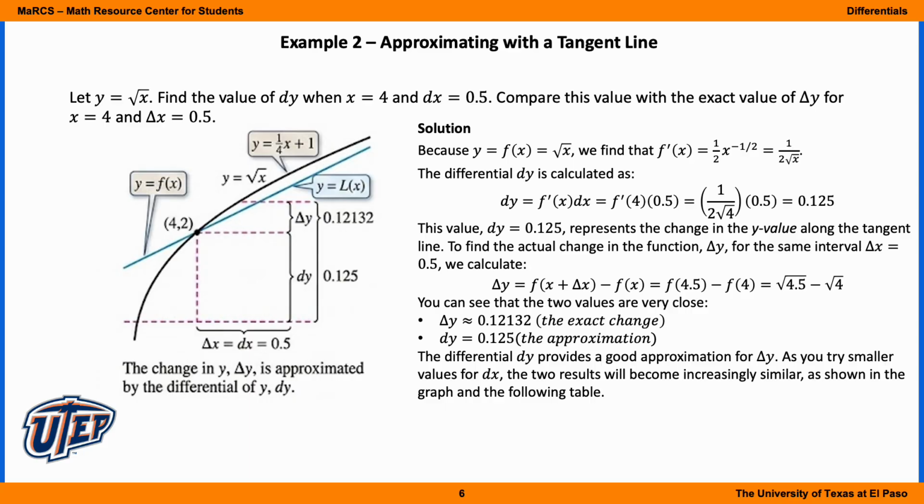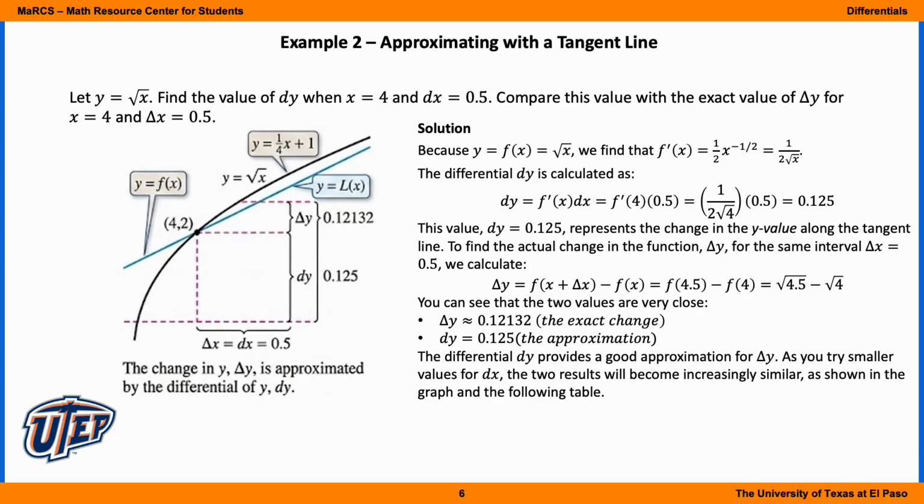To find the actual change in the function, delta y, for the same interval, delta x is equal to 0.5, we calculate delta y. That is equal to f of the original function evaluated at x plus delta x minus f of x. So x was equal to 4, delta x was equal to 0.5, so 4 plus 0.5 is equal to 4.5. So we will be evaluating our original function at 4.5, so we have f of 4.5 minus f of 4. That is equal to the square root of 4.5 minus the square root of 4. And we can see that the two values are very close.